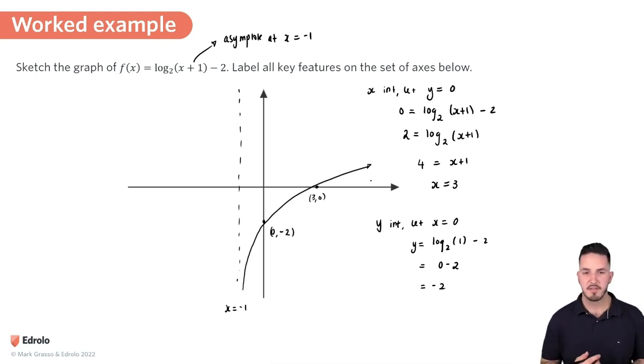So that's sketching the graph of f of x equals log 2 of x plus 1 minus 2. So again, the vertical asymptote at x equals -1, and it's been shifted down by 2 units.